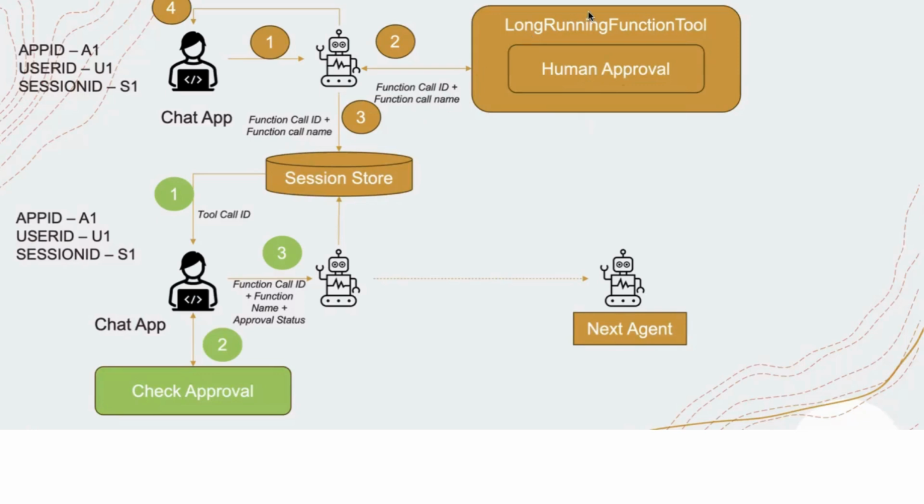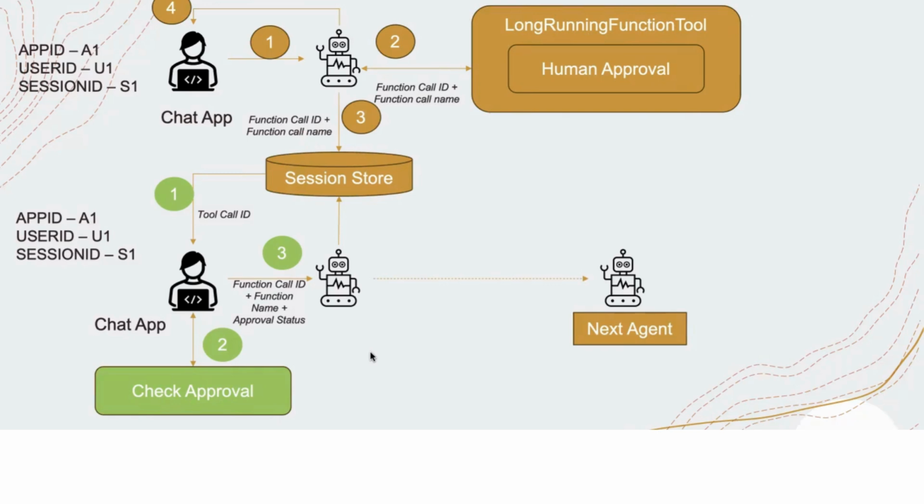So in the use case, I created a persistent session store, right? When you create a persistent session store, all the events get stored. As part of the events, I'm storing the function call ID and the function call name also, right? So as part of the events, function call ID and function call name come to the agent or the runner in case of ADK, which gets stored into the session store, right?